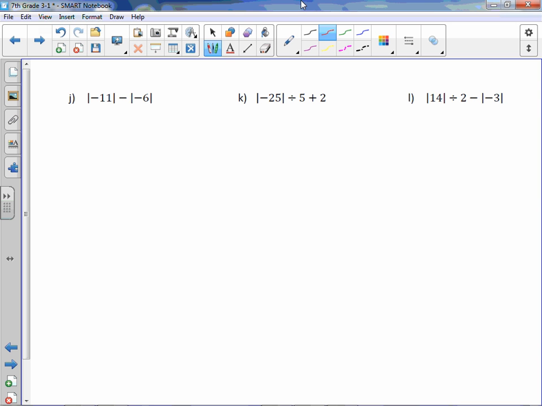Letter J. Absolute value of negative 11 is positive 11. Bring down the minus sign. Absolute value of negative 6 is positive 6. And 11 minus 6 is 5.